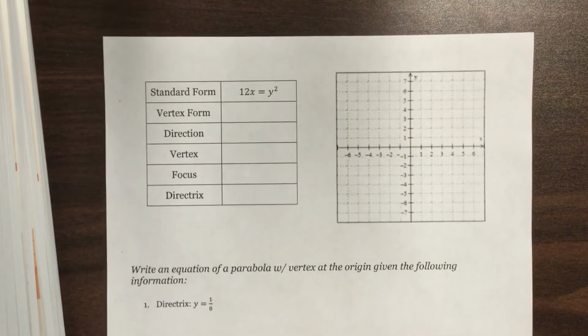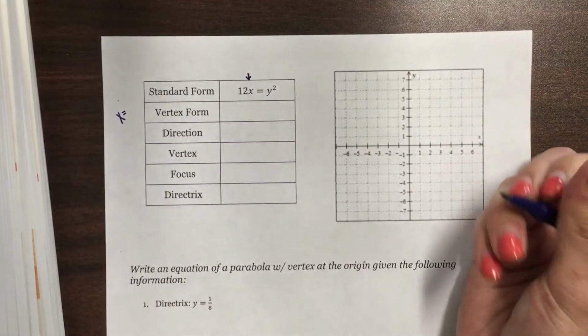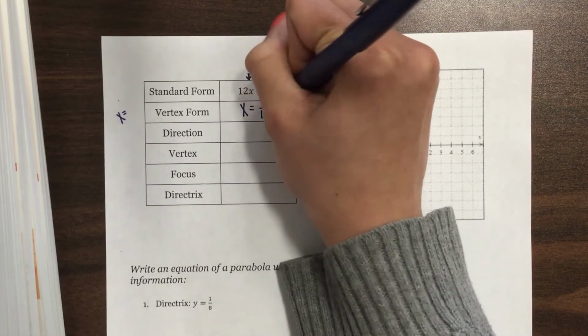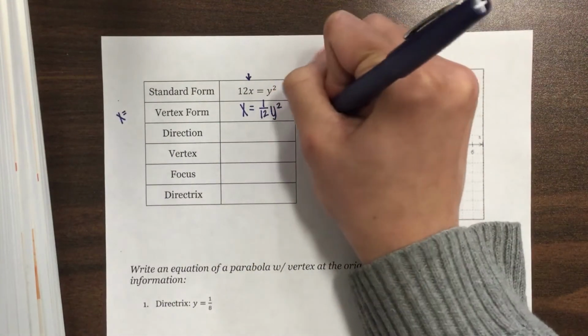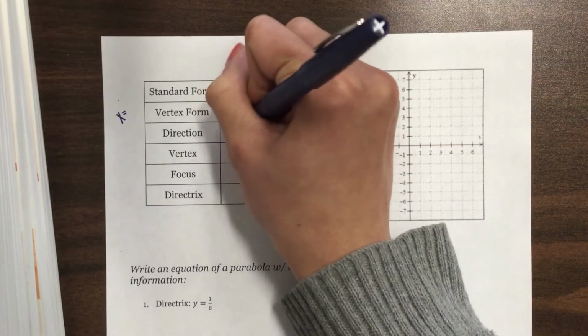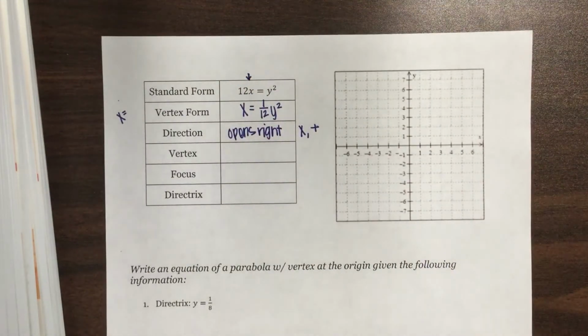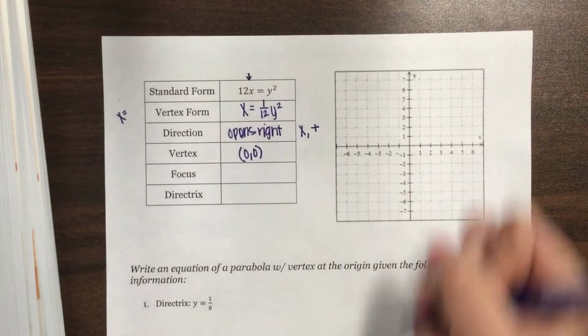Okay, let's do one more example. So here, we need to put it in vertex form. This is an x right there, and we have a y squared. So my vertex form is going to be x equals. And this is going to be x equals 1/12 y squared. So this is x, and it's positive, which means it opens right. If it's x and it's positive, it opens right. If it's x and it's negative, it opens left. The vertex here, there's no pluses or minuses, so that's still just 0, 0.